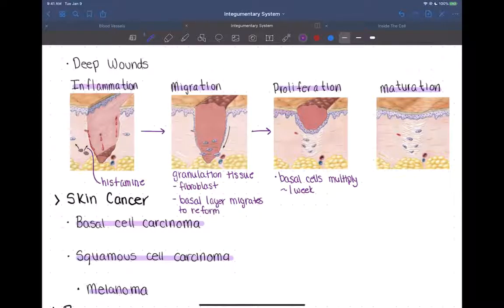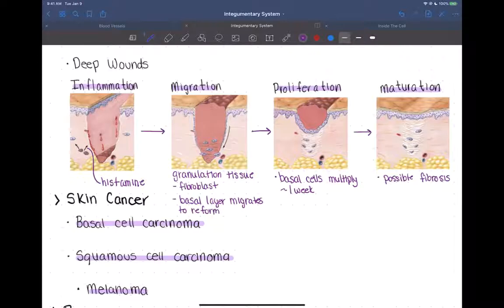All right, and so then our last phase is the maturation phase. And so here is the final phase. We have possible scar formation, all right, just depending on how that tissue is repaired. And actually everybody heals a little differently, all right? So everybody has a slightly different capacity for repairing tissue.